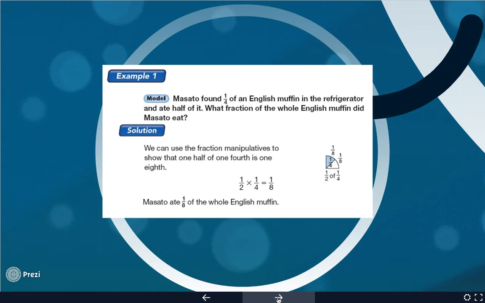Here is our example number 1. Masato found 1/4 of an English muffin in the refrigerator and ate half of it. Basically, you're going to take this manipulative of 1/4 and cut that 1/4 in half. Then we find that half of 1/4, or 1/2 times 1/4, is 1 times 1, and 2 times 4 is 8. So this little part right here is 1/8.